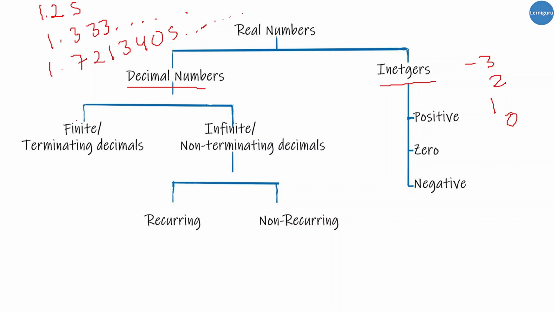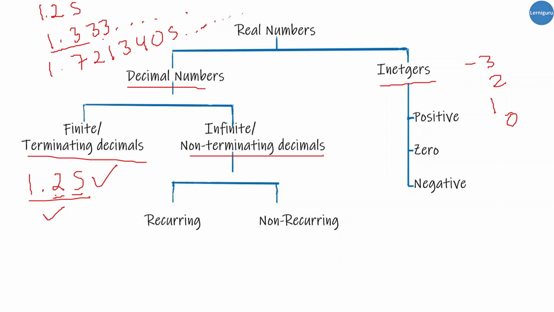Decimal numbers further can be of two types. Finite, or terminating, decimal numbers, and infinite, or non-terminating, decimal numbers. Finite or terminating decimal numbers are those in which there are limited digits after the decimal. Like this number, there are only 2 digits after the decimal. So this number will be called a finite or terminating decimal number.